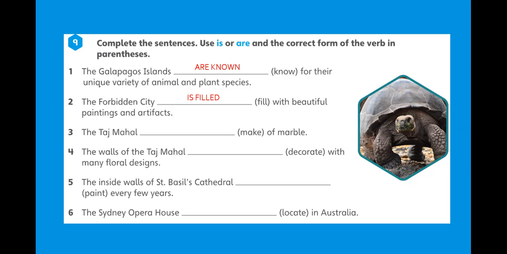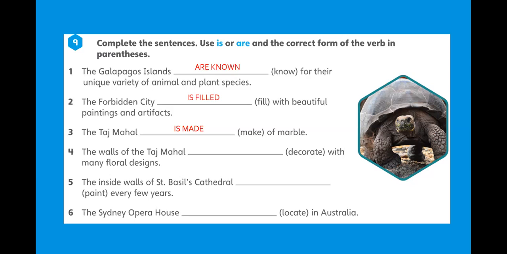Number three, the Taj Mahal, blank of marble. We have to fill in that blank. The Taj Mahal is singular. It's only one place, and the name even is in singular, so we use is, and then past participle. Made. Made is the past participle form of make. It is irregular.